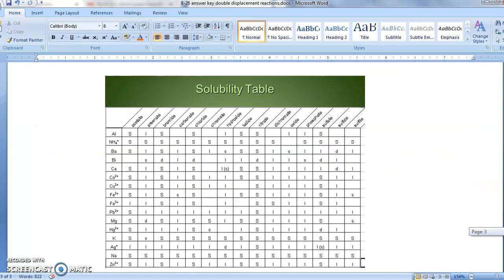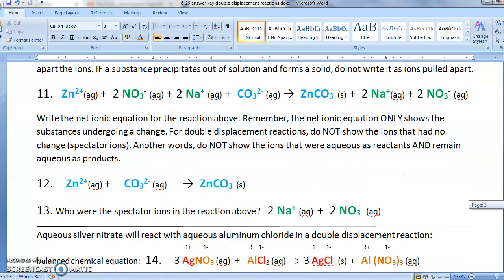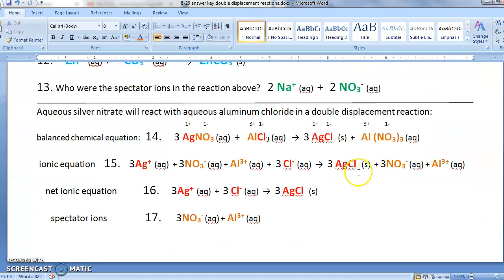We come up here on our solubility chart. Here's silver. We can move on down to the chloride, and we see that silver chloride is insoluble. They will pull together, and water will not be able to keep them pulled apart. They'll precipitate out of solution.